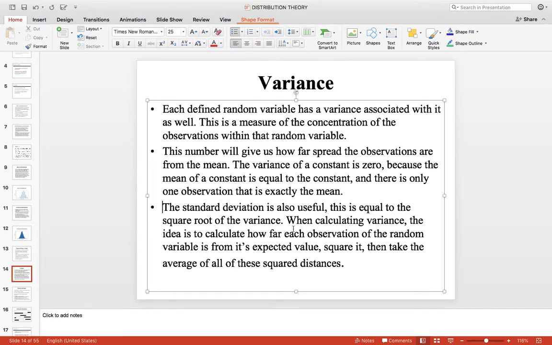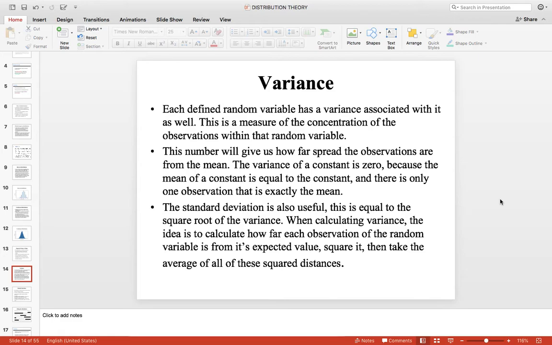When calculating the variance, the idea is to calculate how far each observation of the random variable is from the expected value and square it. Then take the average and then take the square root. And that gives us the standard deviation. Very often in practice, we work with the standard deviation rather than the variance. So they are related.